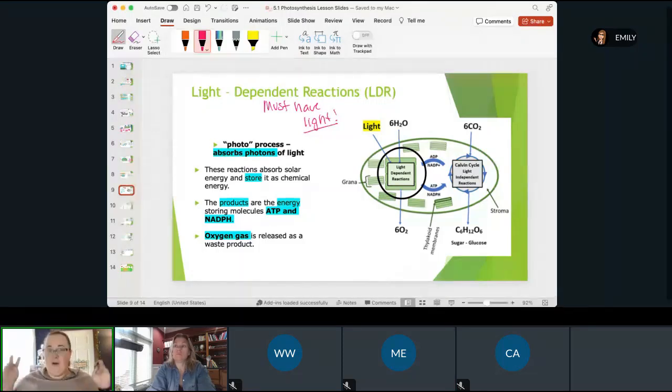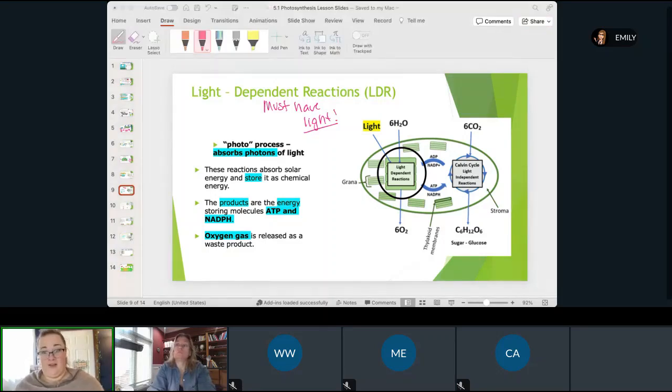And this is a photo process, which just means that it absorbs photons of light, which are what give it energy. Okay. And these reactions absorb solar energy from sunlight, and they store it as chemical energy. Okay, so we're going to absorb that solar energy and store it as chemical energy. And what that chemical energy is going to look like is what we call ATP and NADPH.